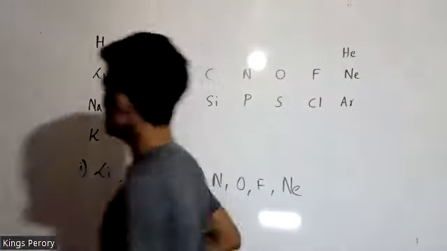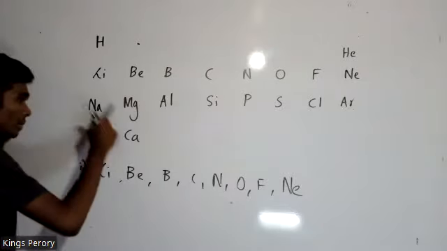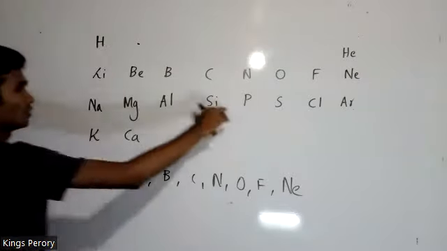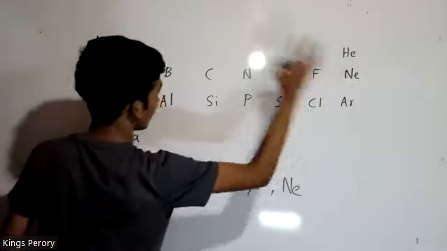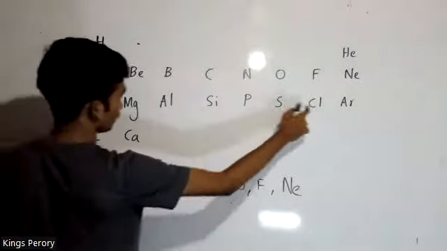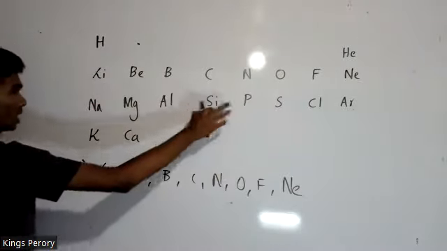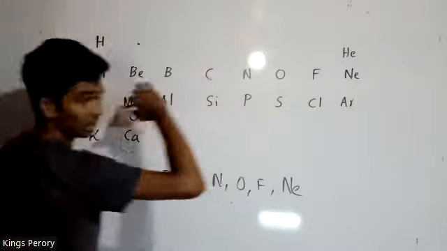Now tell me, third period, what are the elements? Sodium, magnesium, aluminium, silicon, phosphorus, sulfur, chlorine, argon. Again, sodium, magnesium, aluminium, silicon, phosphorus, sulfur, chlorine, argon. Right.